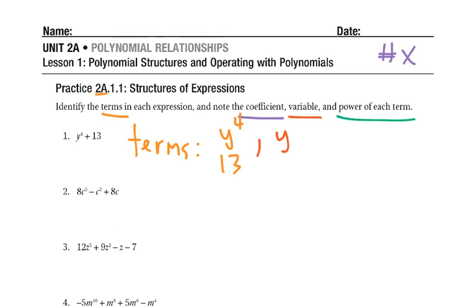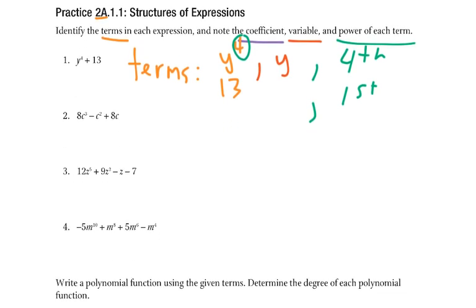And the power of each term. So it's y to the fourth, so our power would be to the fourth. For 13, what would our power be here? You may say there is no power, but it would be to the first power. Remember, 13 to the first is 13. Anything to the first power is itself. So that's kind of what we're doing on all of these.